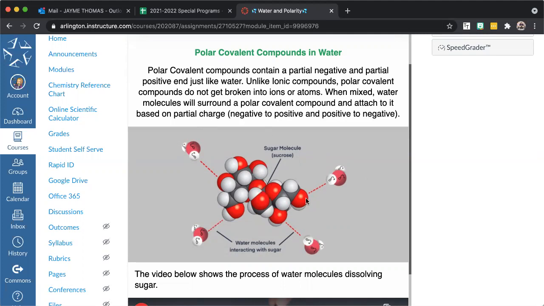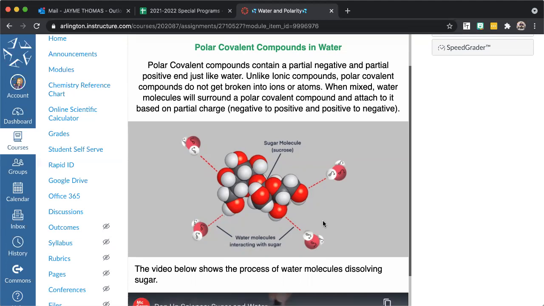So this is actually showing sugar, which is the chemical name for table sugar. It's sucrose, C12H22O11. So it has 12 carbon atoms, 22 hydrogens and 11 oxygens. And so it's a big molecule. What happens is you'll have a lot of water molecules that will surround it, and they'll be attracted to wherever parts or ends have that partial negative or positive charge.